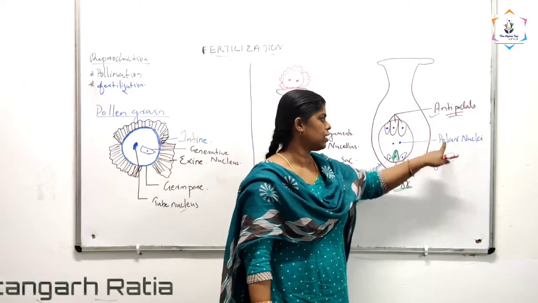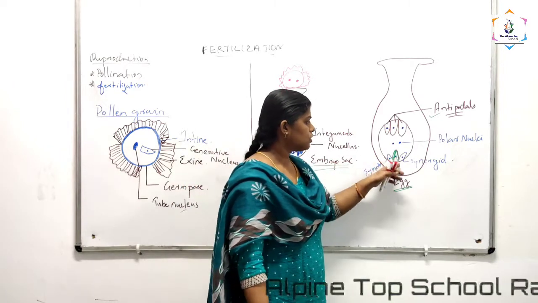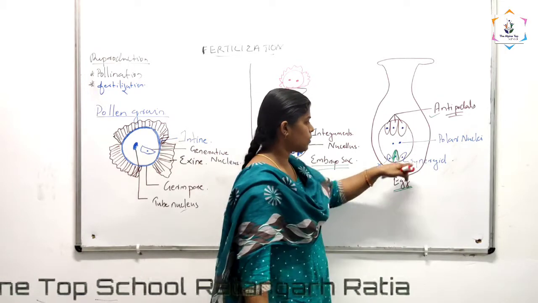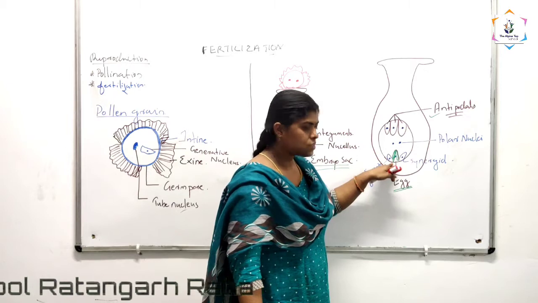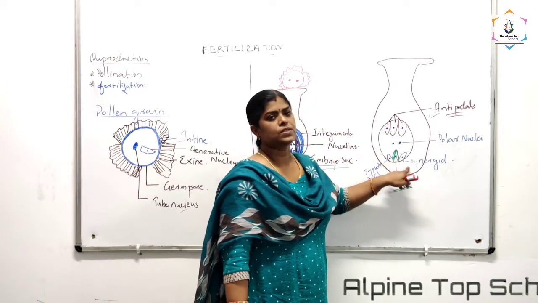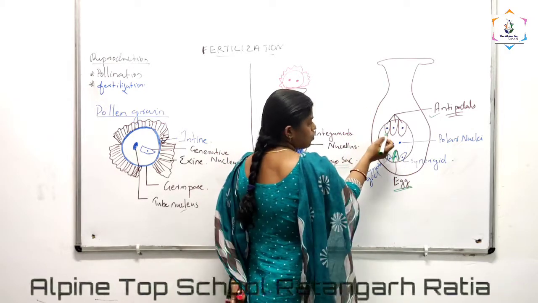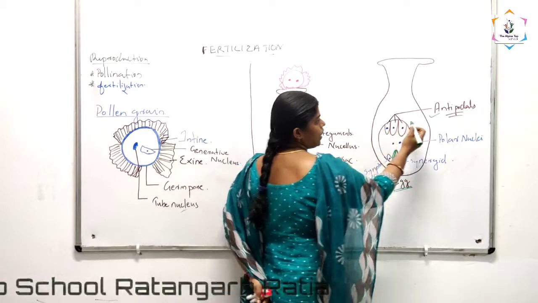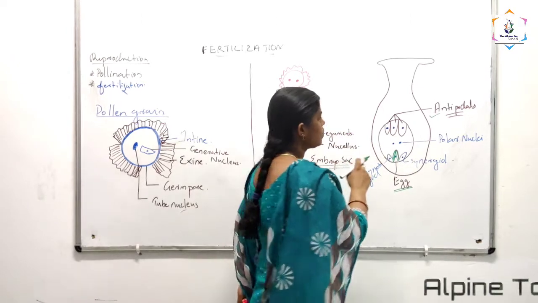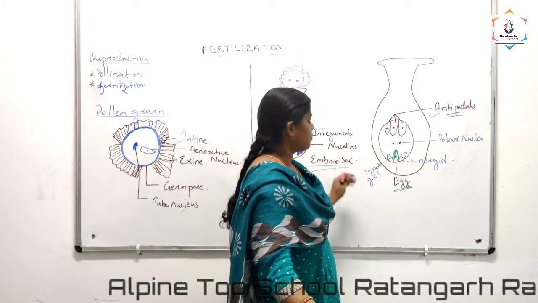Okay, polar nuclei. So what is the structure of the embryo sac? Embryo sac is having 3 cells at the micropylar end. What are they? Centrally placed egg cell is there, and both sides it has got the synergids. Okay, opposite to the micropyle, it has got 3 more cells, and what are they? Antipodals. Okay, centrally placed 2 nuclei are there, and we are calling them what? Polar nuclei. Okay, this is the structure of the embryo sac.